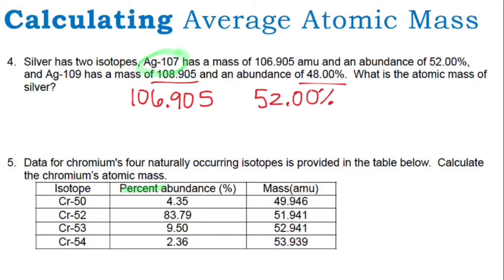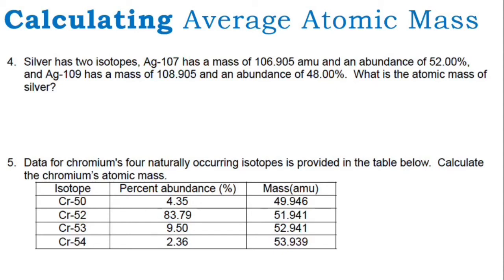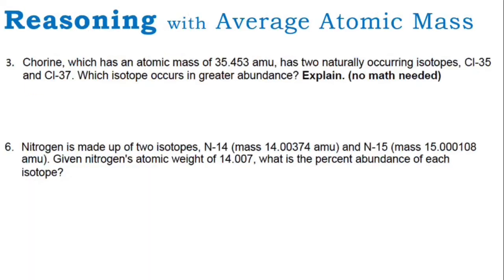Or you can just take the numbers from there and do the math just a little bit more abstract than in table form. But those 2 problems should be very straightforward, even though question number 5 has a whole lot of isotopes there. It's the same process no matter what.